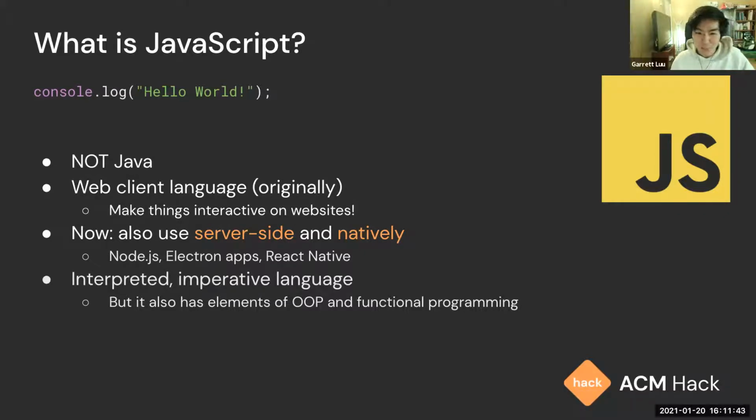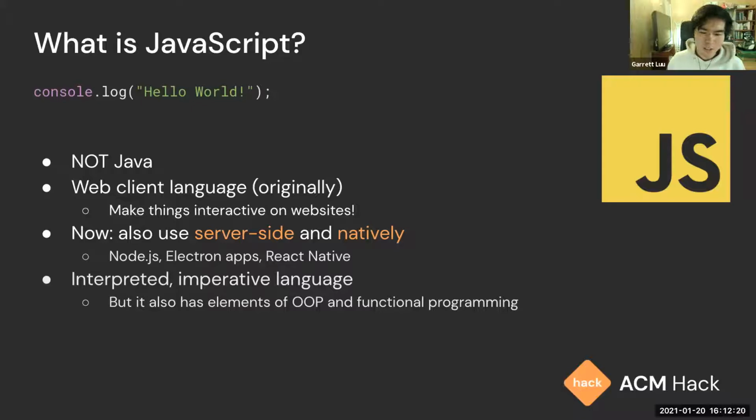It's a web client language originally. So it makes things interactive on websites. For example, when you click a button or something, that's going to trigger some JavaScript code to run in the background and do something like increase a counter or, you know, call a function or make a request to some backend server, stuff like that. Yes, it did only get its name because Java was a pretty popular language at the time. I think it was like in the 90s.